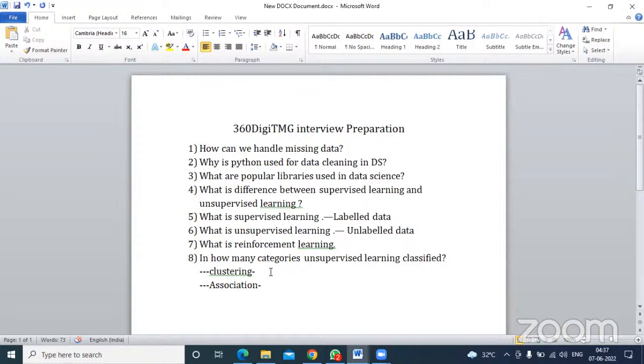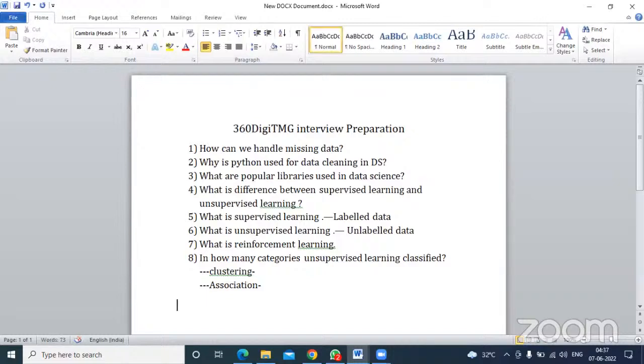So clustering is a method where we group data into clusters based on their behavior or similarities. And what about association? Association is a rule where we want to discover a rule that describes the data, and it depends on us what criteria we apply for which cluster we want. So these are the two.